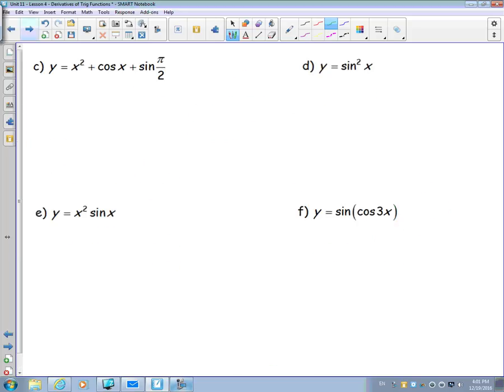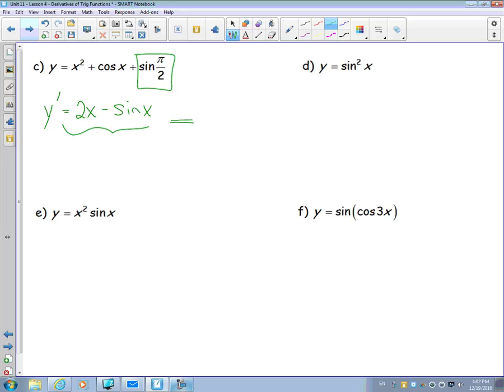Hey, I've got a bunch of different functions involved here. So the derivative of x squared, well, that's 2x. The derivative of cos x, that's a minus sine. And the derivative of sine pi over 2, almost like a trick question here. The sine of pi over 2 is not a function. It's a number. Sine of pi over 2, or sine of 90, punch in your calculator, and you get a number. You get the number 1. So what's the derivative of a number? Always a constant? Nothing. So our derivative of this function is just that. Okay, let's try the next one.